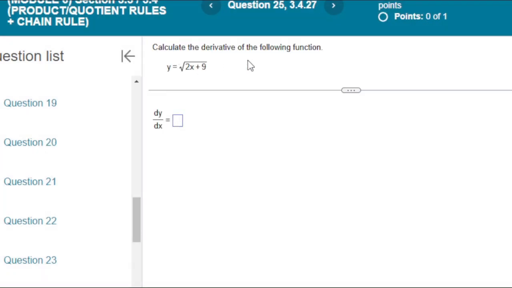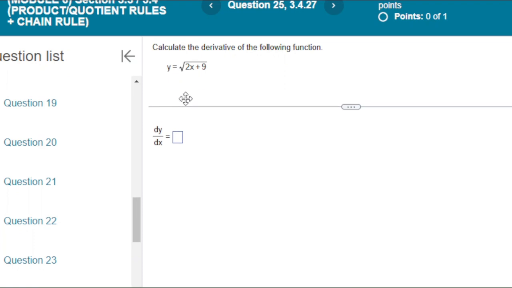Okay, what about this one? Calculate the derivative of the following function. So we're given y, the square root of 2x plus 9, and we want to find dy/dx. So how do we do this one?